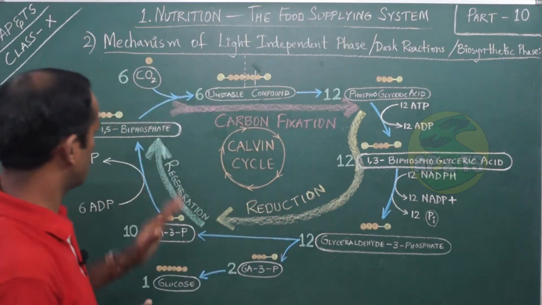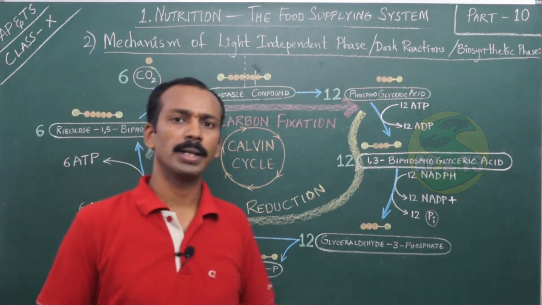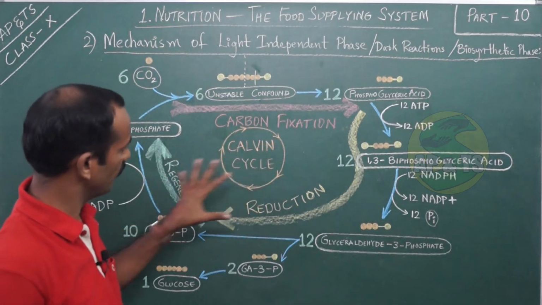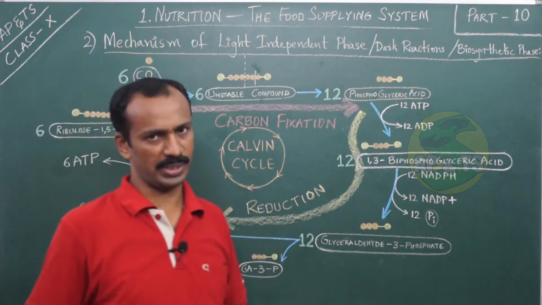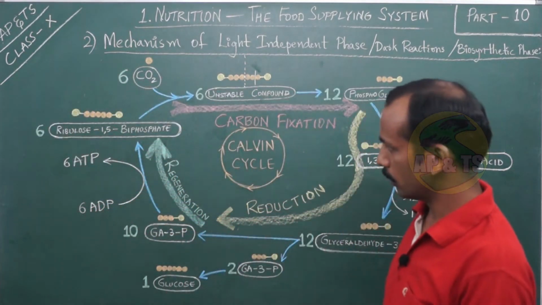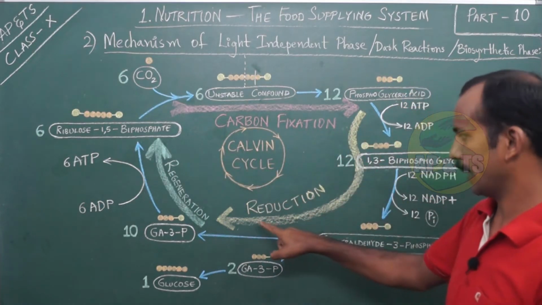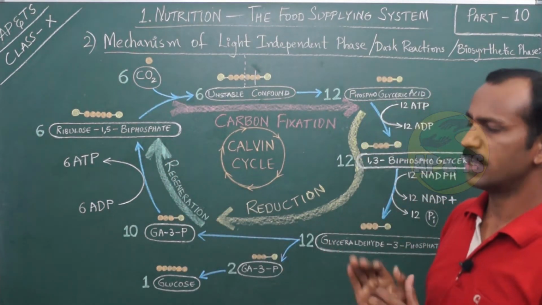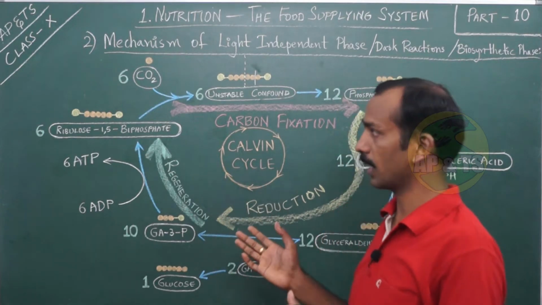Okay, so this particular cycle was discovered by Kelvin. So on his name we call that as Kelvin cycle. Okay, and this Kelvin cycle or the dark reactions, this has three subphases. Already we discussed. What are those? Carbon fixation, reduction and regeneration. Now let us start the mechanism of second phase of photosynthesis, that is the dark reactions.